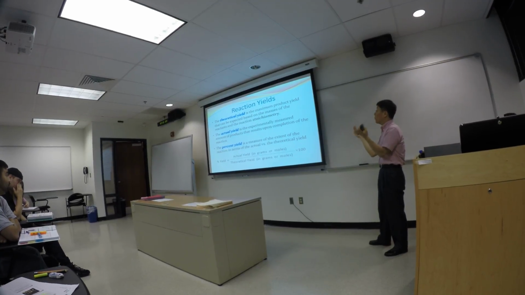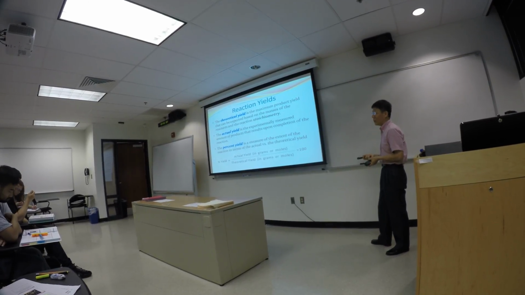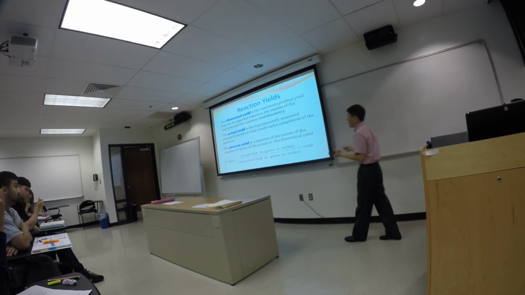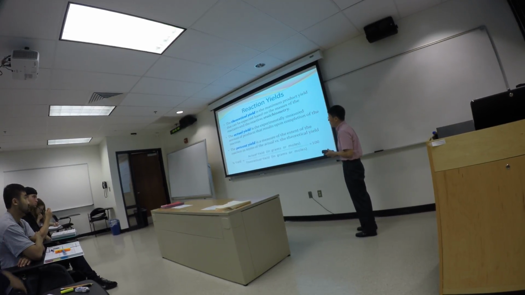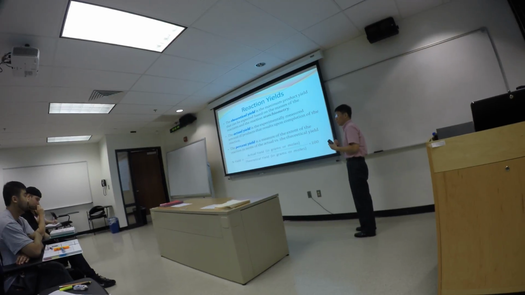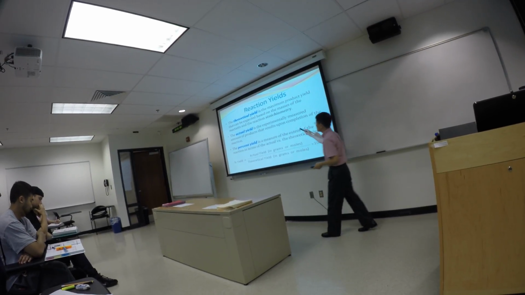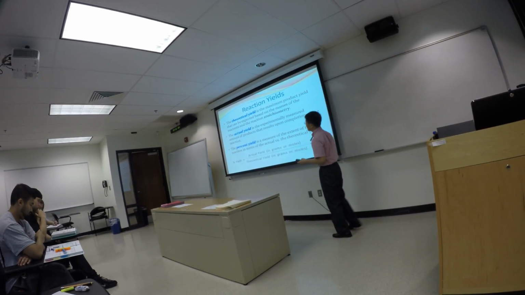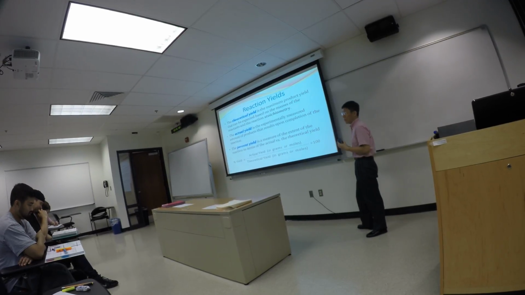So theoretical yield is the maximum product that can be expected based on the stoichiometry of the chemical reaction. Now, when you do a chemical reaction in the lab, with human behavior and human factors involved, the actual yield may be smaller. More often than not, it is going to be smaller. Okay? So the actual yield is the experimentally measured quantity, how much you actually got.